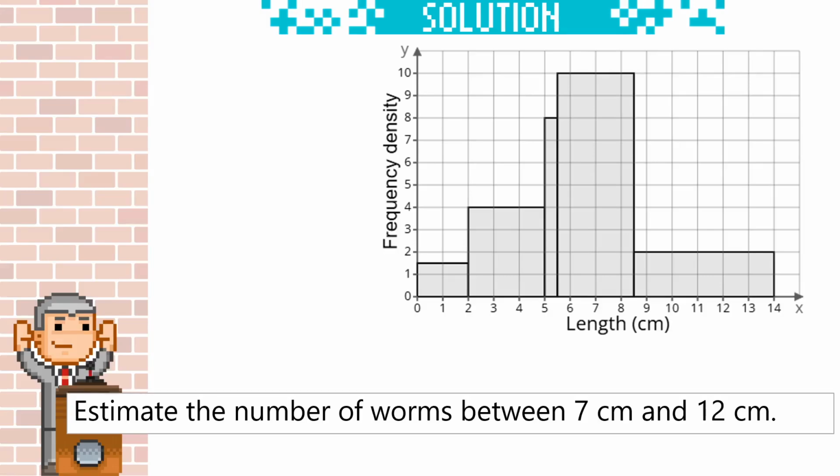In this question we're asked to estimate the number of worms between 7 centimeters and 12 centimeters. To find the frequency between 7 and 12, we can draw lines up from 7 and 12 and find the areas of all the rectangles between these two lines. We have 2 rectangles between these two lines, so we need to multiply the heights and the widths of each rectangle to find the frequencies of each. So 10 times 1.5, which is 15, and then 3.5 times 2, which is 7. 15 plus 7 is 22. So there are approximately 22 worms between 7 centimeters and 12 centimeters.